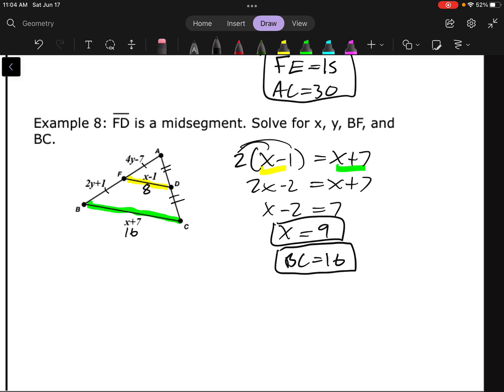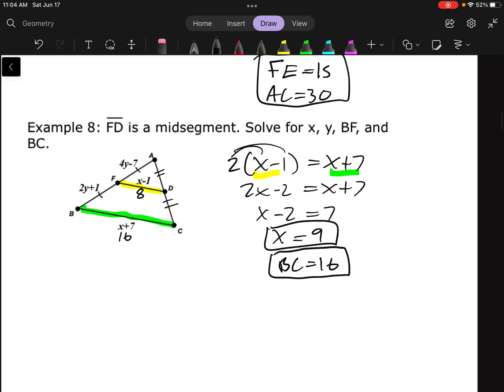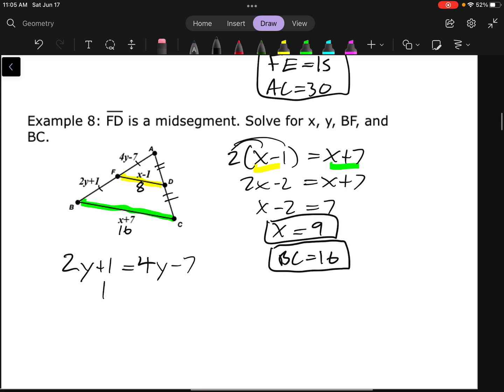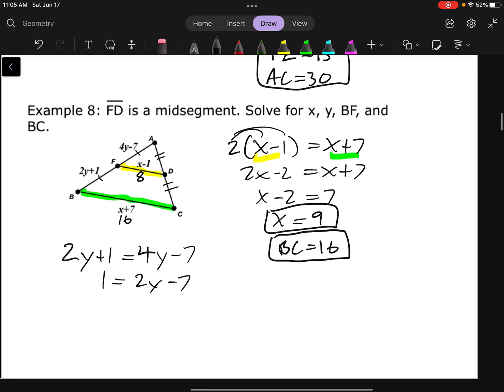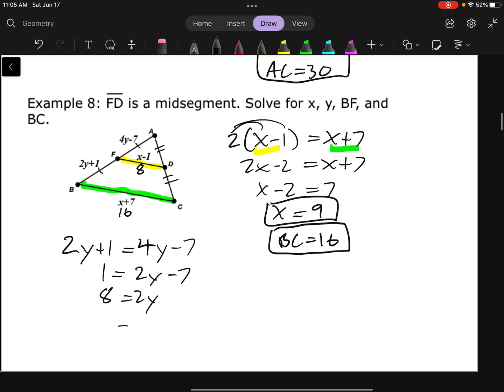So what's going on with y? Well, y is on the 2 sides over there that have been split in half, right? BF and FA. And don't get too carried away with this times 2 business, because if F is a midpoint, then BF must be congruent to FA. So for that, I'm just going to do 2y plus 1 is equal to 4y minus 7. No times 2 here because those parts are equal. So subtract the 2y. 4y minus 2y is just 2y. Add the 7. 1 plus 7 is 8, which is equal to 2y. Divide by 2, and we get y is equal to 4.